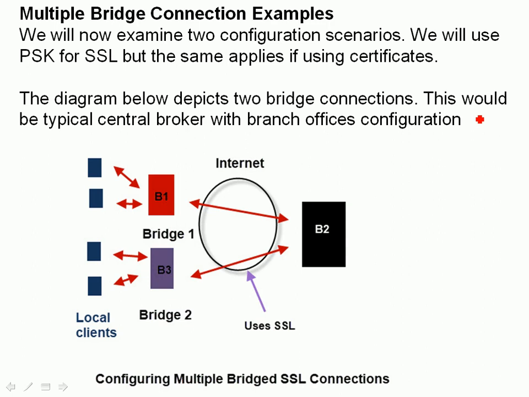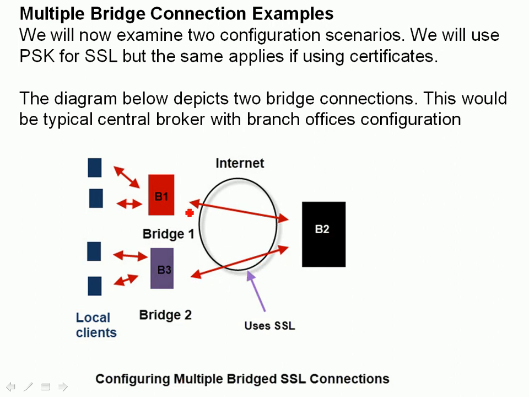Okay, let's look at multiple bridge configurations, and we're going to examine 2 scenarios. The diagram below depicts what I call a typical branch office central server type configuration, where we've got a branch office with broker 1 and its local clients, and we've got broker 3 with its local clients, and they both connect to the central broker, which is broker 2.